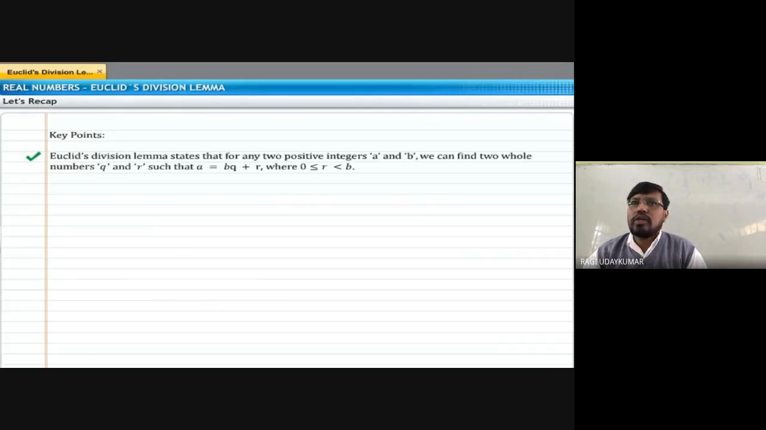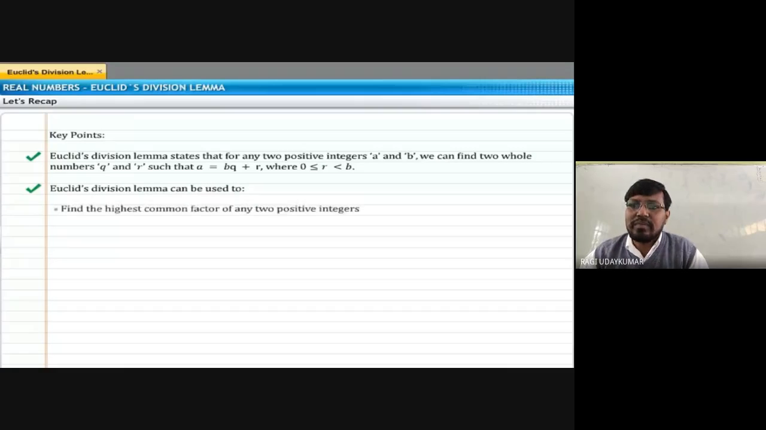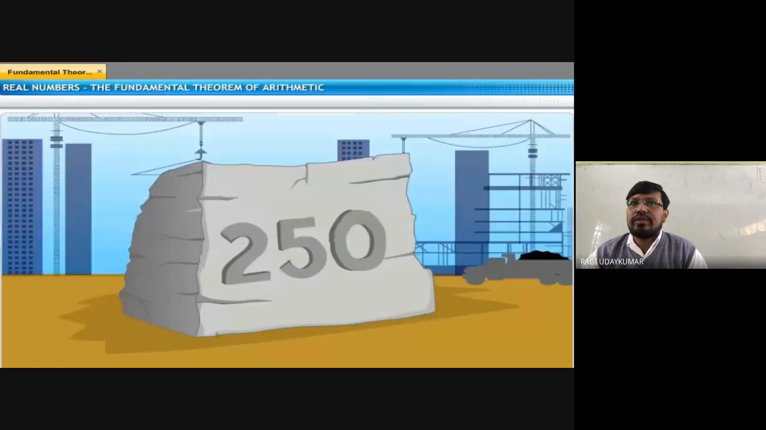So the main key points you have learned, let us recap here. Everyone has to know the Euclid division lemma statement: we can find two whole numbers q and r such that a equals bq plus r. Most of the students will say only a equals bq plus r, but the condition is compulsory, and you need to mention that. Euclid division lemma can be used to find the highest common factor of any two positive integers.